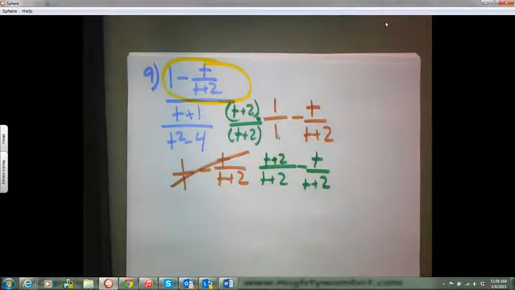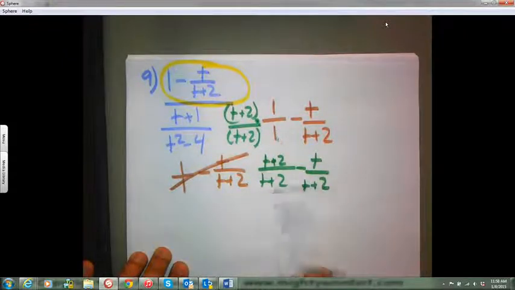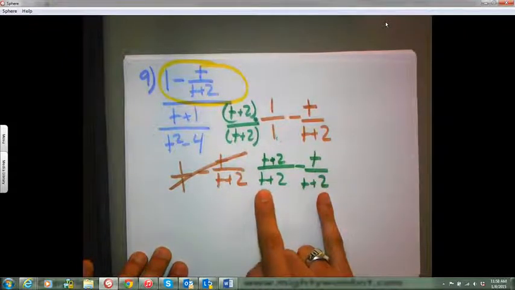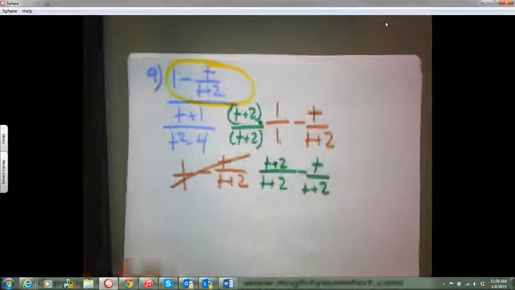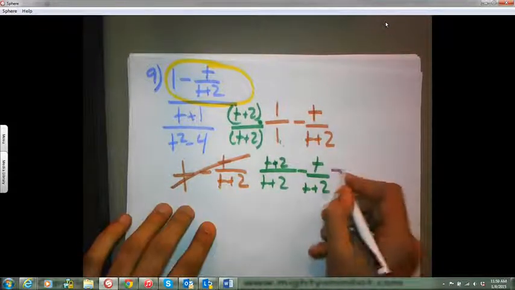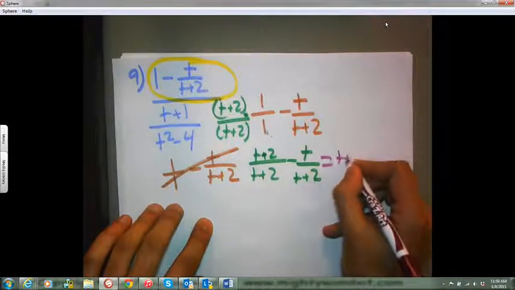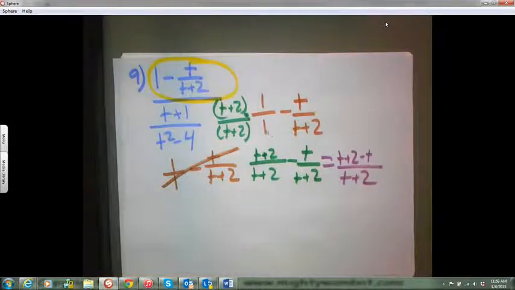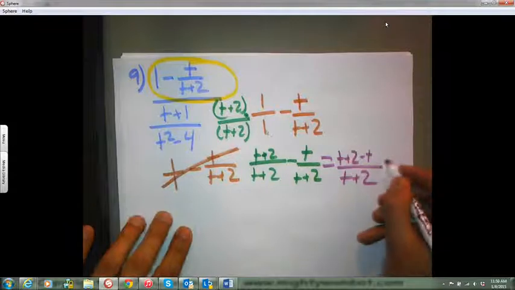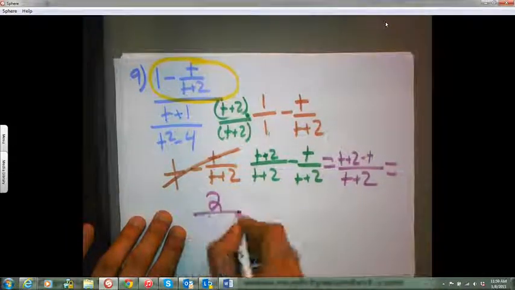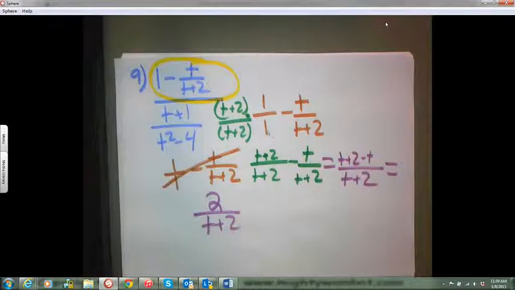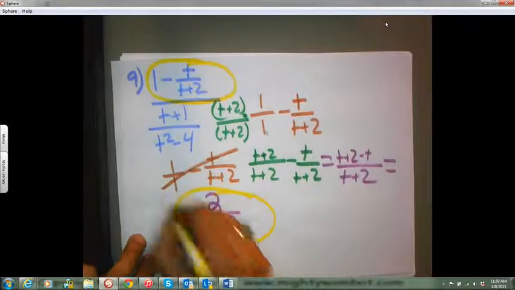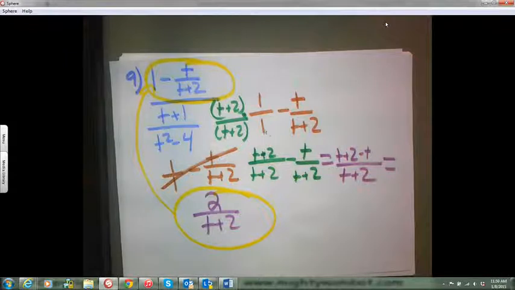So now we see that we have two fractions with the exact same denominator. So just go ahead and subtract them straight across. So what do you get? Well, on the top you have t plus 2 minus t, and of course the denominator stays the same. We simplify the top, and the t's go away, so we have 2 over t plus 2. This is just a way of rewriting this as one fraction. Questions before we go on?